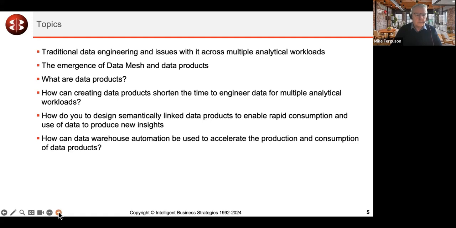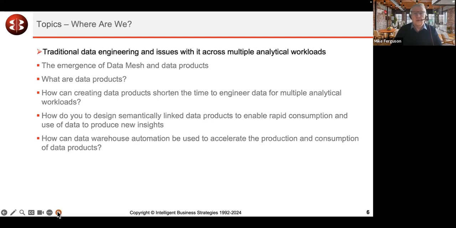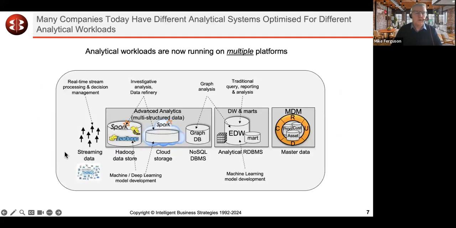So let's get started. First of all, let's just look at the traditional things going on and what the issues are today. For most organizations that I work with, and I've been consulting all over the world for a lot of years now, and in fact was doing that over the last few days in mainland Europe, what I see is a number of analytical systems, which are typically aimed at certain kinds of analytical workloads. That could be your classic data warehouse. I have clients with actually multiple data warehouses.